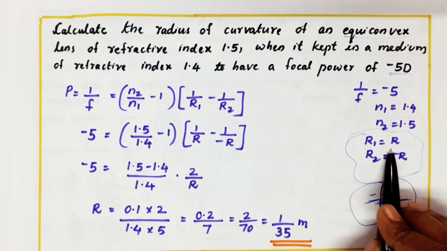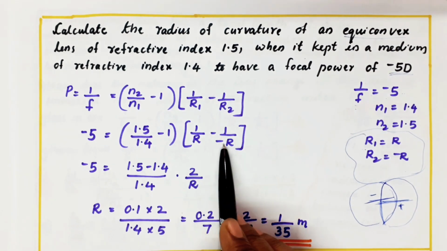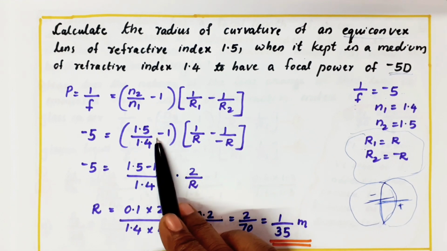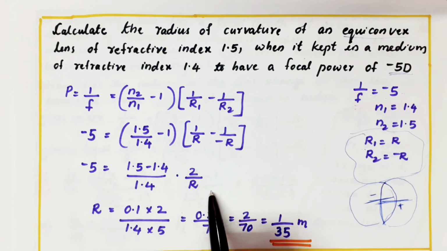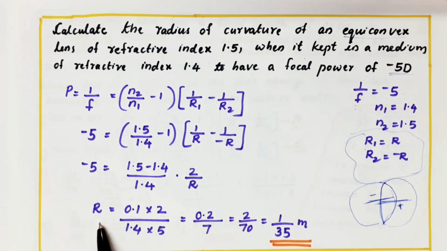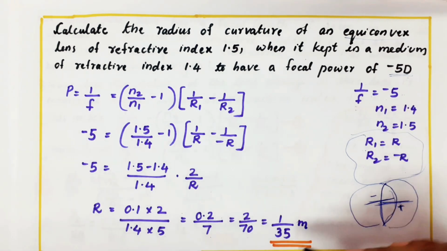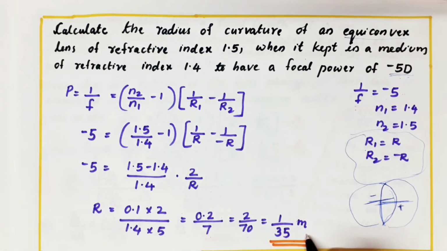So that's what R1 is, r, and R2 is minus r. So 1 by r minus of minus 1 by r. Minus minus will become plus. So taking the LCM, 1.5 minus 1 by 1.4 into 2 by r. Therefore, r is equal to, cross multiply, 0.1 into 2 by 1.4 into 5. 0.2 by 7, that is 2 by 70, that is 1 by 35 meter, because we have taken the diopter, we did not convert directly, we are writing in terms of diopter, so it is in meter.